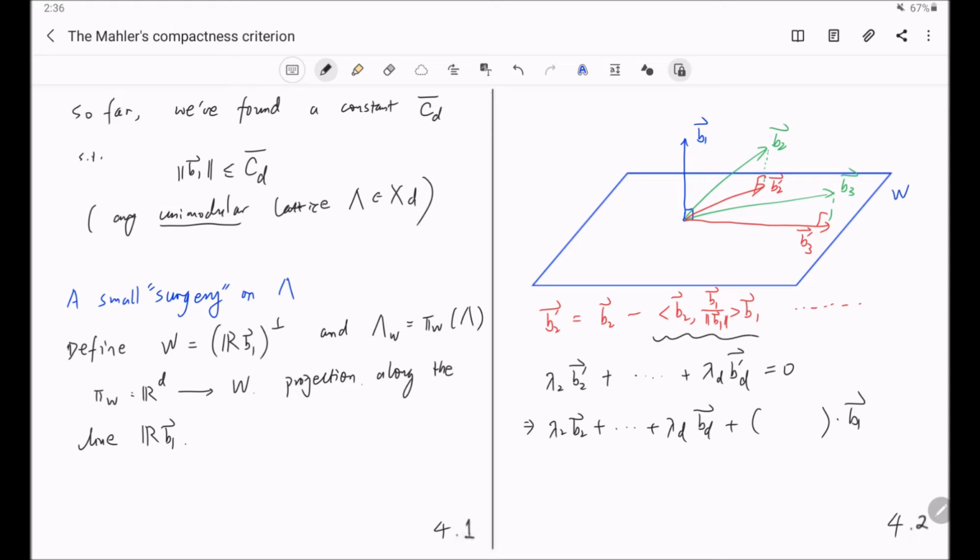equals 0. But you know from the beginning that B1, B2 through BD are all linearly independent. So you will get from the linear independence of B1, B2 through BD that lambda 2 through lambda D are all 0. So after projecting those vectors down onto W, you still get a linearly independent set.